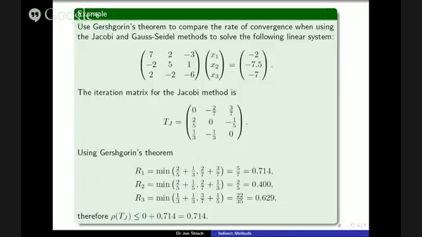The centers are all at 0 because the main diagonals are 0. So we look for the largest radius, which is 0.714. So our eigenvalue can be as much as 0.714. It can't be more than that. So we say our spectral radius is equal to 0.714. That's for the Jacobi method.